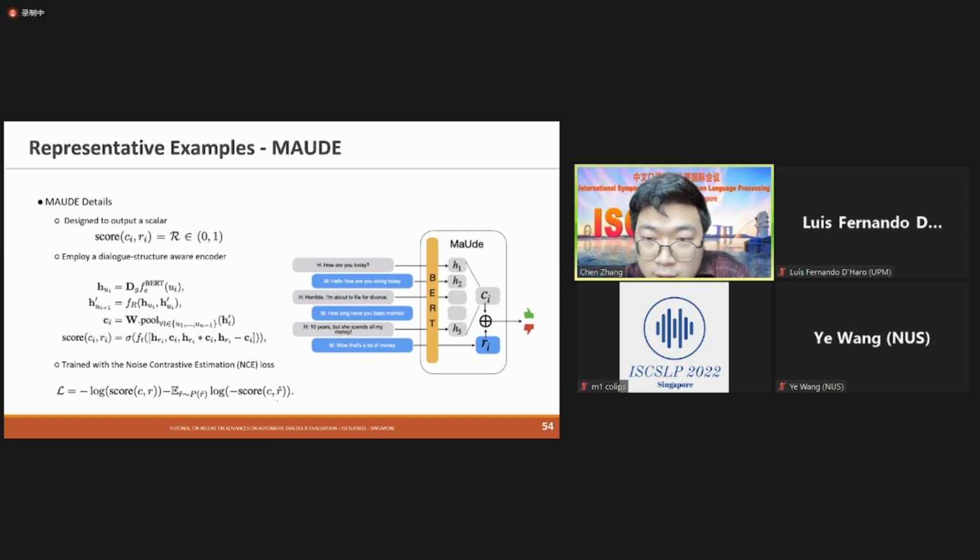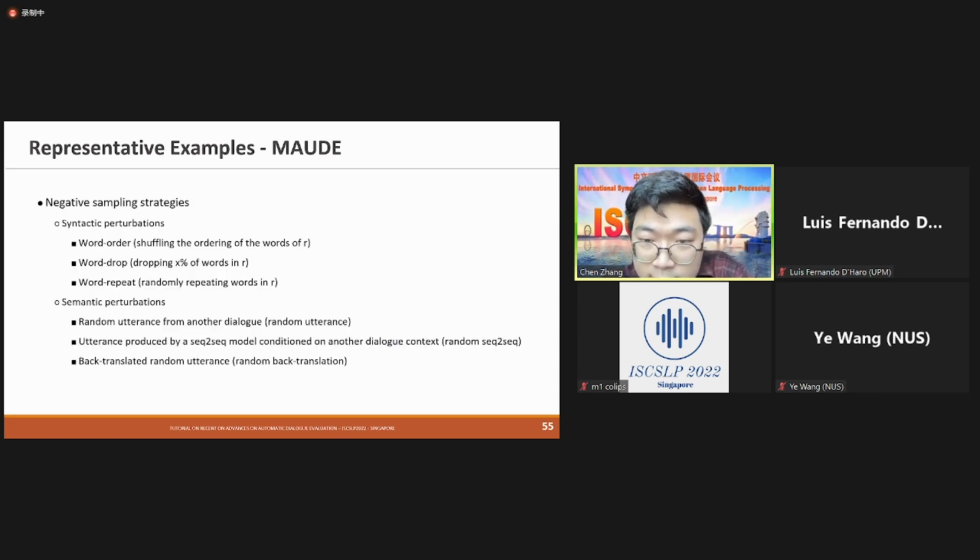In order to train the model, we need the original response like this, and also negative responses that are obtained with negative sampling strategies that I will introduce in the next slide. In this paper, the authors proposed 2 categories of negative sampling strategies: one is syntactic perturbation and the other is semantic perturbation.